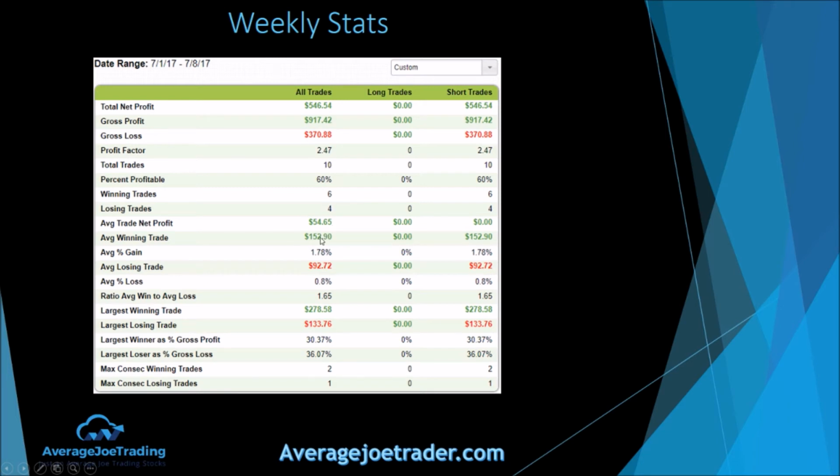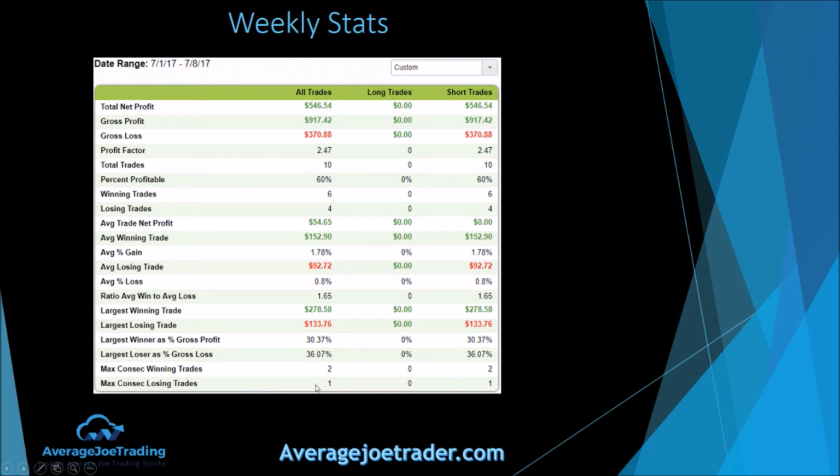But my average winning trade, 152.90, comes from the big day on Wednesday. Average losing trade, 92.72, and this was one that I let go a little bit longer than I wanted to. I mean, this one here, 133.76. But all in all, this isn't too bad. I'm not going to complain about this.